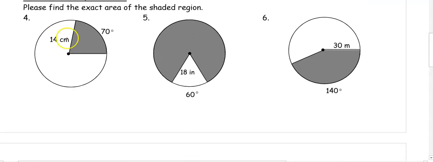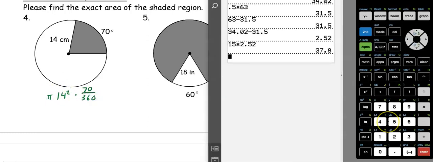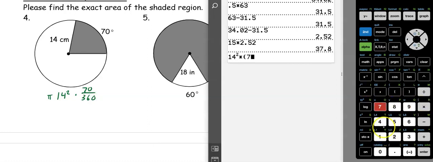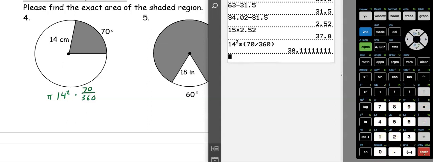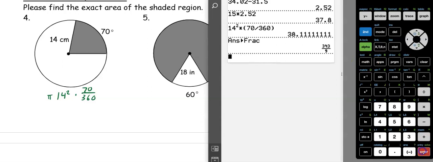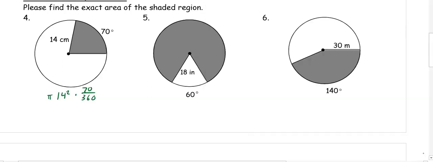So in number 4, we have a radius of 14. The shaded region is 70. So we would have pi 14 squared times 70 over 360. In our calculator, we're not going to put pi, we're going to put everything else. So 14 squared times parentheses 70 divided by 360. That comes out as a decimal, so we're going to hit math, enter, enter, and that turns into a fraction. So we have 343 over 9 pi centimeters squared.